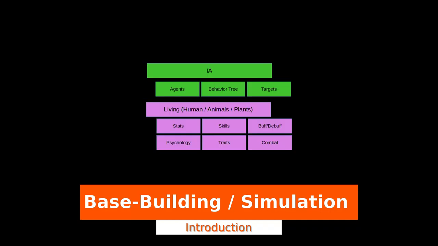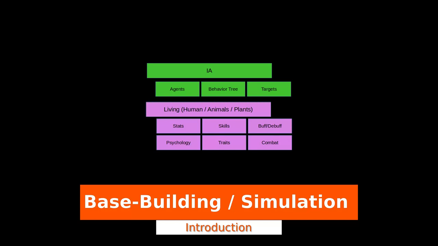Then we are going to have our AI system with agents. We are going to use behavior trees to keep this simple, and we are going to have a target system. Basically, a target is a tileable or a chain of tileables. It's going to be useful for hauling and stuff like this, or going to mine something, then bringing all the things we just mined to the base. So targets are just chains of tileables.